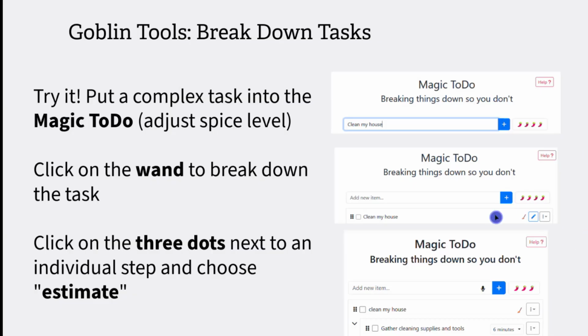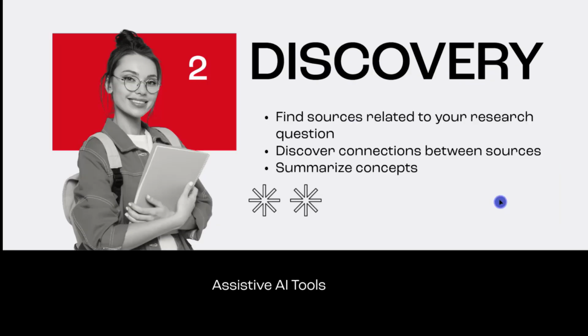But we're going to move on now to look at discovery tools. These are AI or AI-enhanced tools that can help you find sources related to your research. They can help you discover connections between those sources and summarize concepts. Most of this is going to be a really brief overview. There are so many tools in this category. I've just picked out a few that have a little bit more of a reputation and track record.